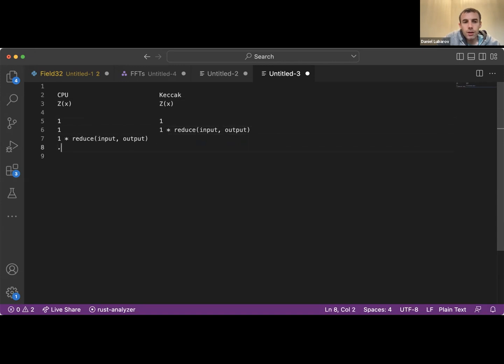And then at the end of it, we just have these two Z last values, and we just assert that they're equal. That's just something the verifier does. It opens these final points of each cumulative product polynomial and checks that they have the same value.